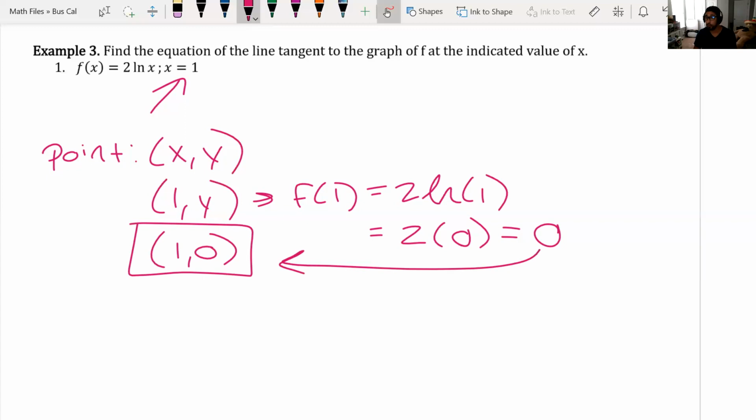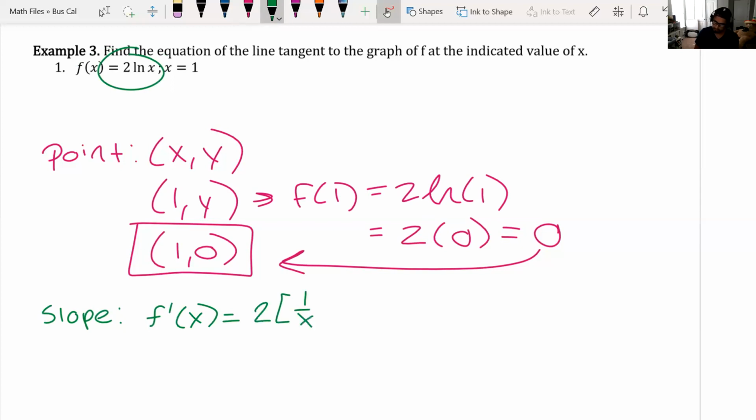Okay, now we have our point. All we need is our slope, which means take the derivative of the function above. So f prime of x is going to be equal to the derivative of 2 natural log of x, which will give me 2 times 1 over x, or 2 over x. Okay, but we want a slope, so we need a value to plug in for that x variable.